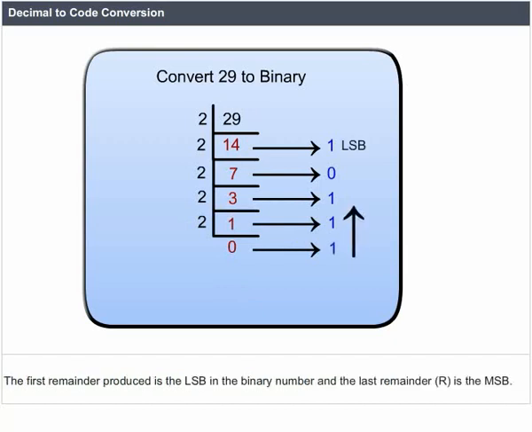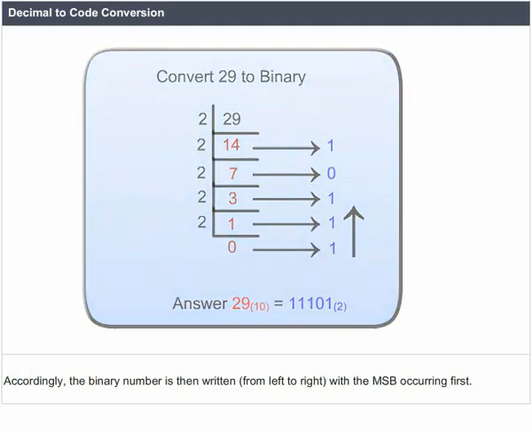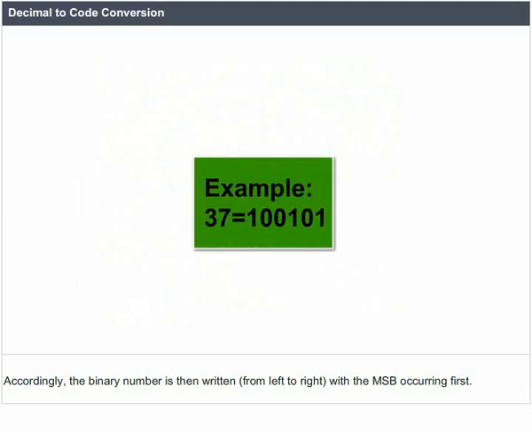The first remainder produced is the LSB in the binary number and the last remainder is the MSB. Accordingly, the binary number is then written from left to right with the MSB occurring first. Example: 37 equals 100101.